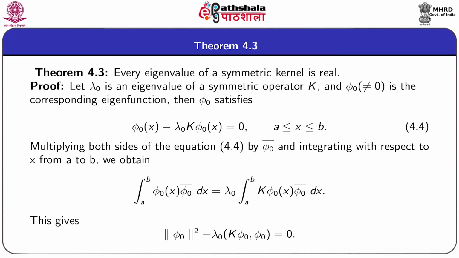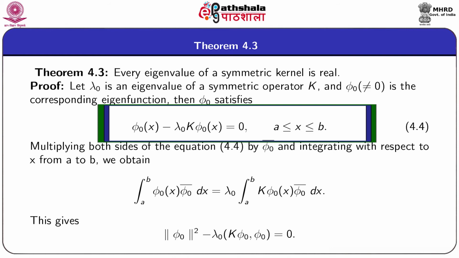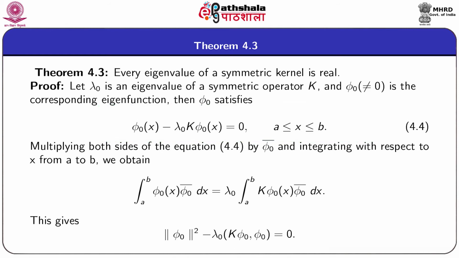Next we come to the third property, which is in the form of theorem 4.3. This theorem states that every eigenvalue of a symmetric kernel is real. So for proof, let us assume that lambda naught is an eigenvalue of a symmetric operator capital K, and phi naught not equal to 0 is the corresponding eigenfunction. Then phi naught satisfies the homogeneous Fredholm integral equation of second kind given by phi naught x minus lambda naught K phi naught x equal to 0, x lying in the interval a to b, as given in equation 4.4.